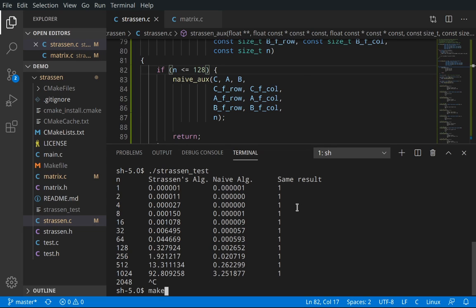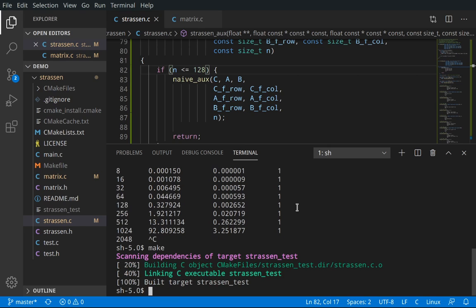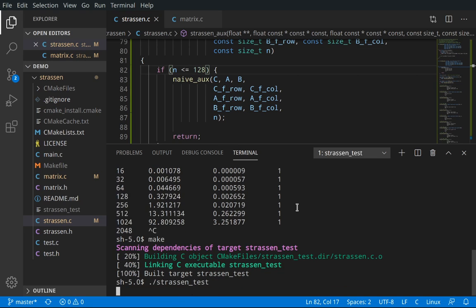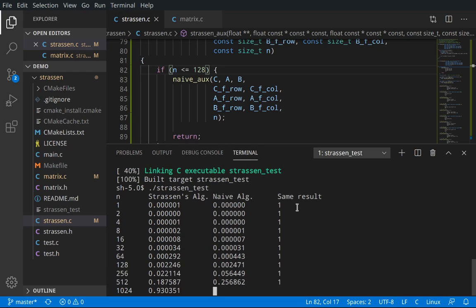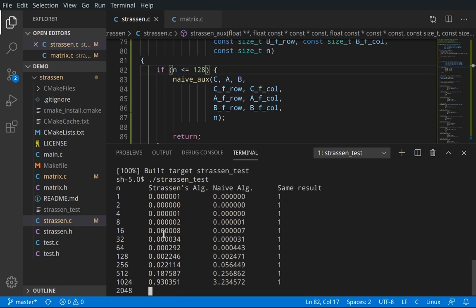Let's try to compile it. Okay, and execute the code. And suddenly we end up with an implementation of the Strassen algorithm which is much faster than the previous one. As you can see here, for instance, in the previous implementation, multiplying two matrices whose size is 1000 takes 93 seconds. Here it takes 0.93 seconds. Okay, so it's a huge improvement.